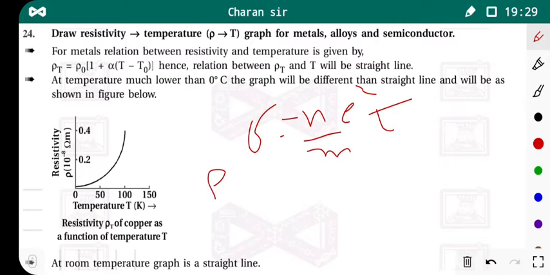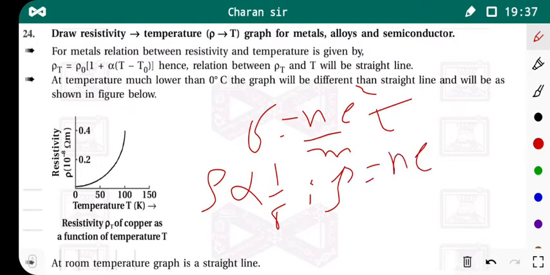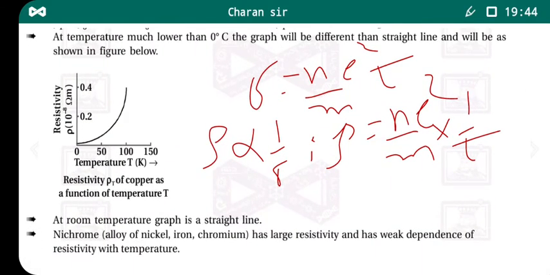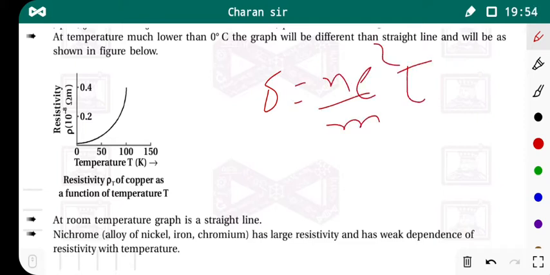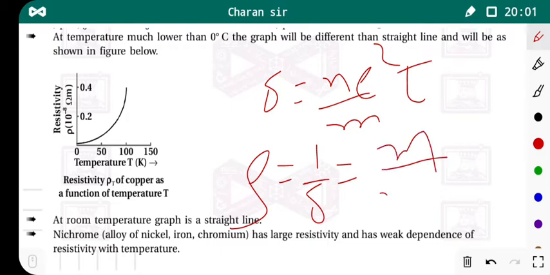Now you have the conductivity. Resistivity is inversely proportional to conductivity. So the equation for resistivity is rho equal to m by n e square into 1 by tau. Here you have conductivity, sigma equal to n e square by m into tau. Now your resistivity is inversely proportional to conductivity. That means now your value is m by n e square into 1 by tau.